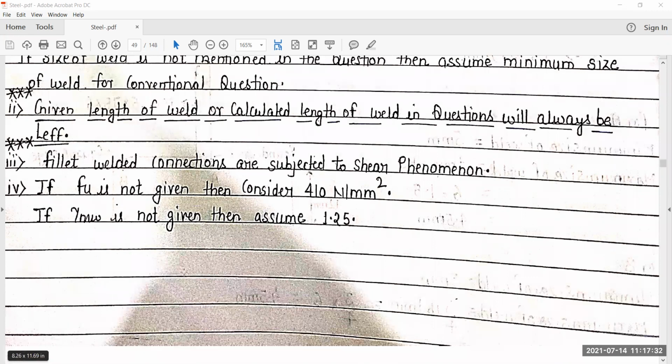Then the fillet weld connection is related to shear. If fu is not given, then consider 410 N/mm squared. If gamma mw is not given, then assume 1.25.